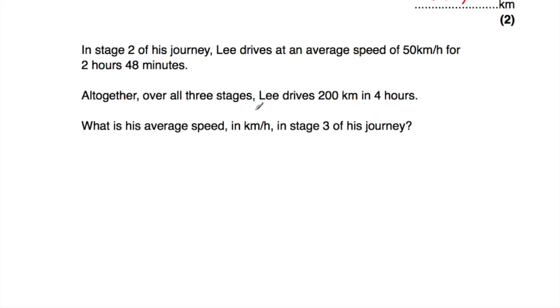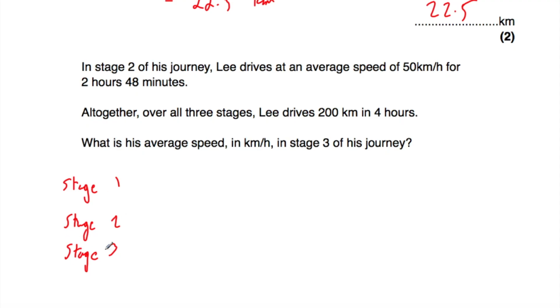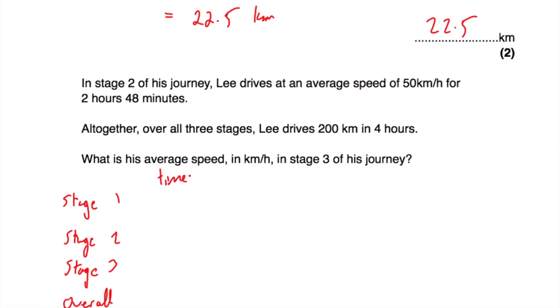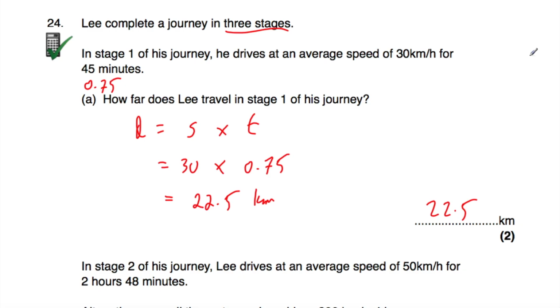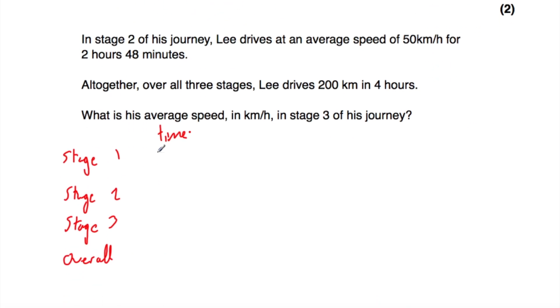Okay, so if we want to work out his average speed in stage 3 of his journey, we're going to need to work out the distance and the time it takes. We want to know how far he travels in stage 3, and we also want to find out how long it will take him. Okay, so we've got stage 1, stage 2, stage 3, and then overall, so all together. So in terms of the time taken, for stage 1, it says that it takes him 45 minutes. I'm just going to write there 45 minutes. Stage 2, we're told that it takes him 2 hours and 48 minutes.